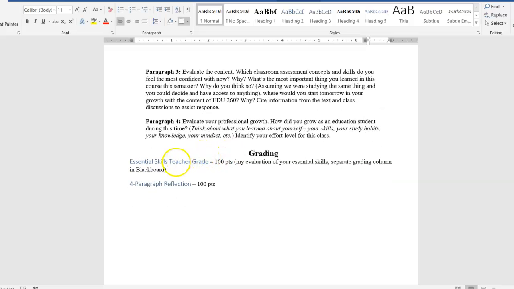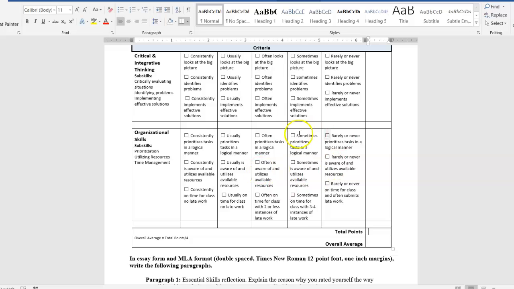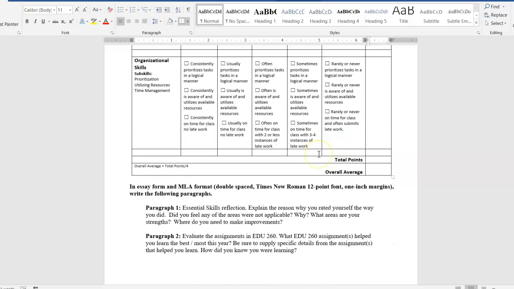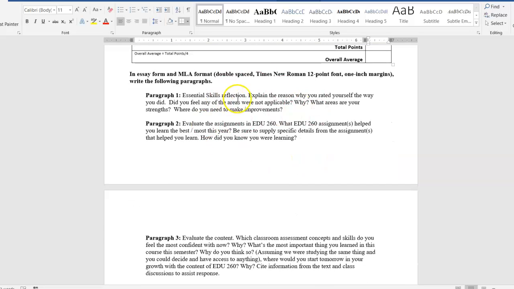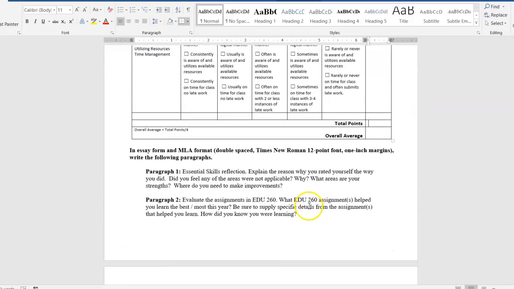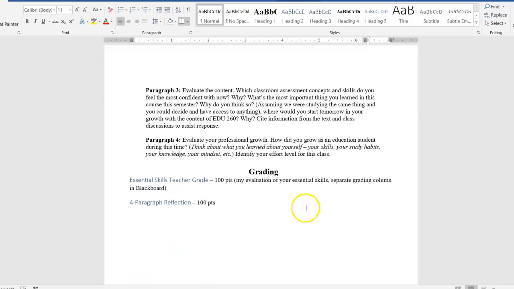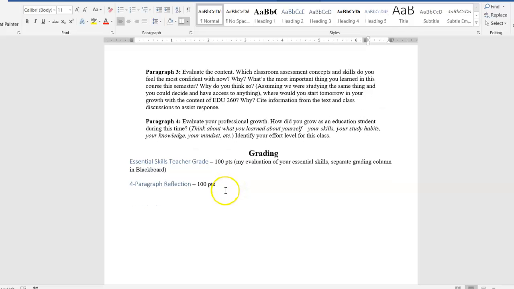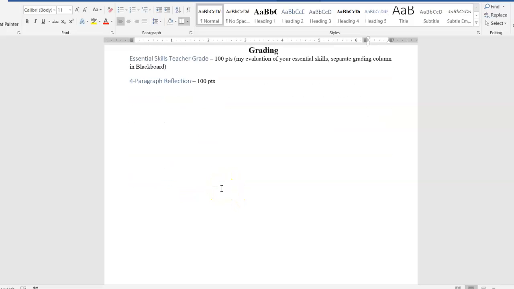The way that you'll be graded is that you will have 2 grades. The first grade is actually my grade on your essential skills rubric. So I do not take the grade that you gave yourself. That grade is for you to evaluate yourself and then write about it. I will also grade one of these rubrics for each of you, and you will get a grade, and that has a separate column in Blackboard. That is worth 100 points. The final exam grade in itself is the 4-paragraph reflection, and that's also worth 100 points.